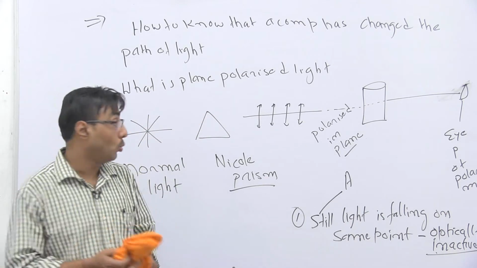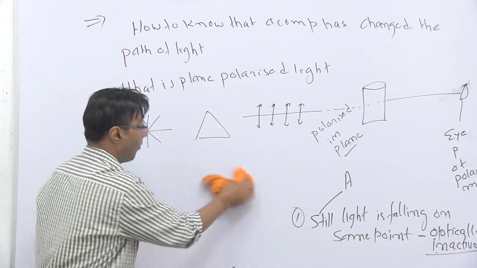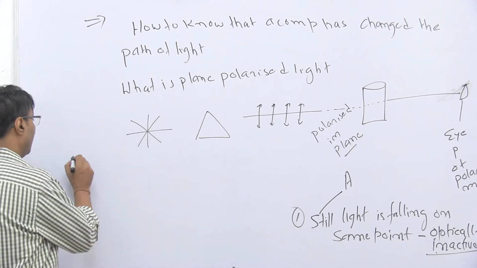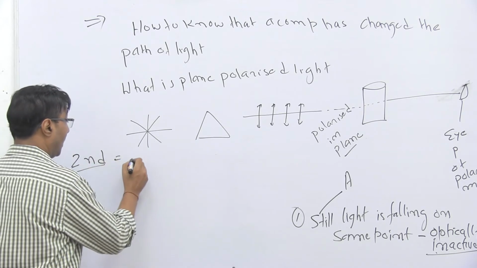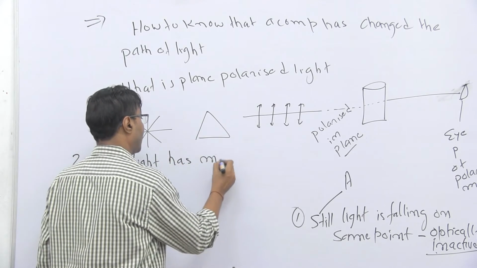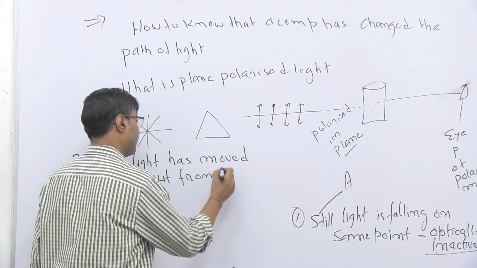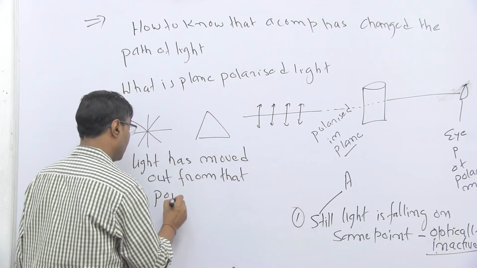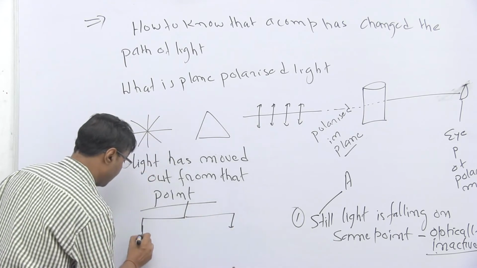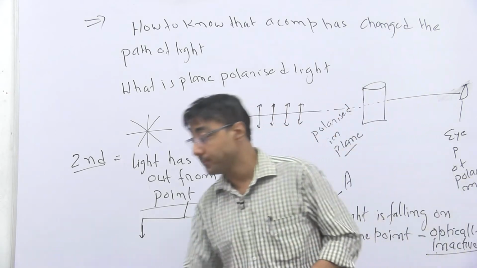Then what are the possibilities? What is the second possibility? In the second case, light is not falling there. Light has moved from that point. This has been subdivided into two parts. So let's see once again what is happening exactly.